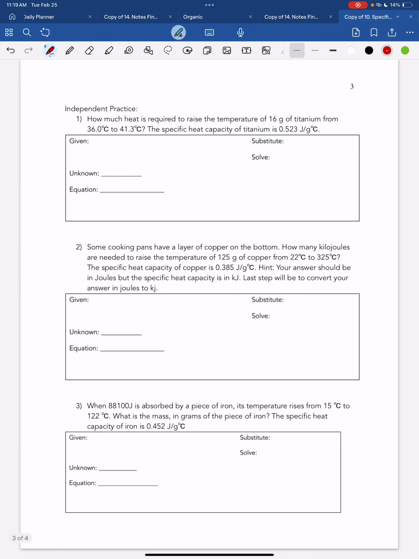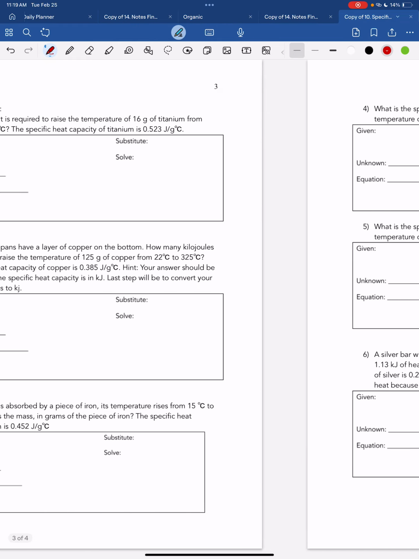The rest are independent practice, so now you should be able to do the rest of the packet.